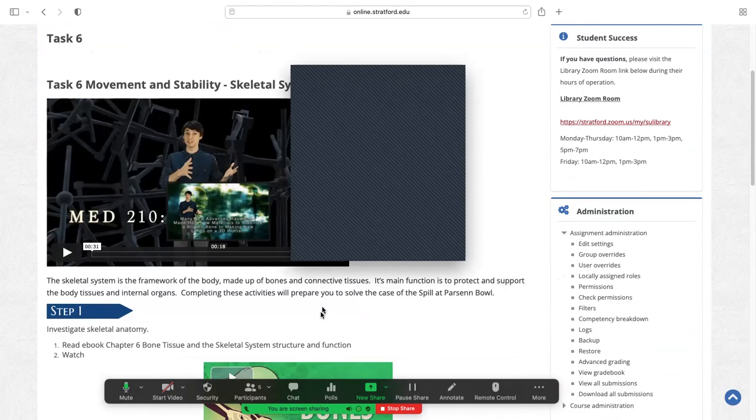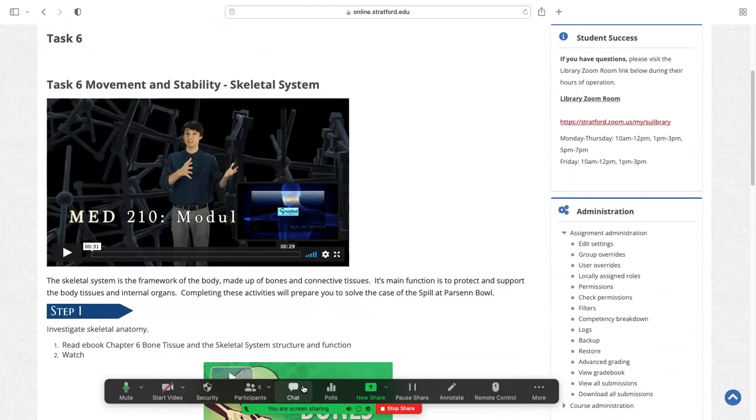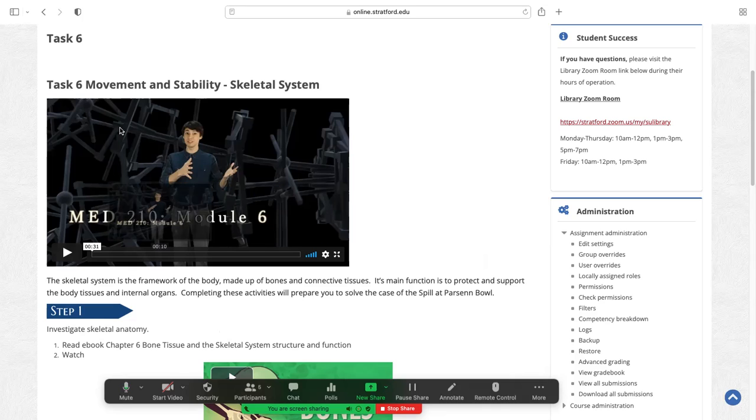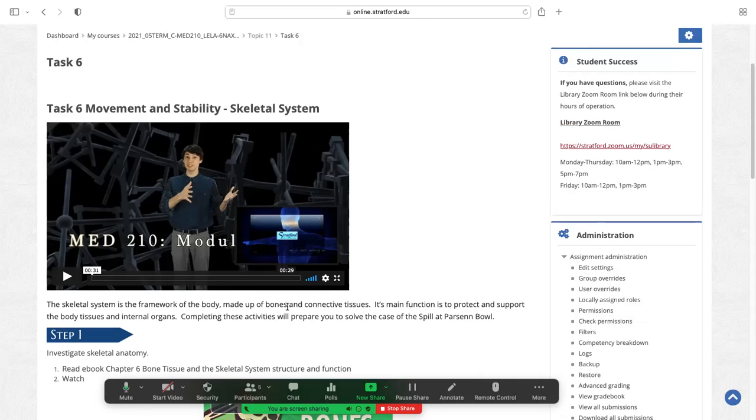Anybody else on this call who's ever had a broken bone knows that these two things go right out the window. Even if you fracture your pinky bone, it's very difficult to move around and to walk around when you have a fracture. So those are the two main things, movement and stability. And also, if I fractured any of my bones, I will not be able to stand up straight or to sit up straight. So movement and stability are the main functions of the skeletal system.